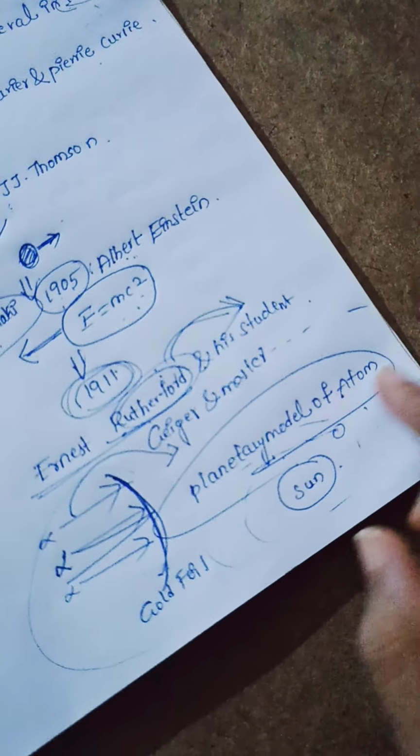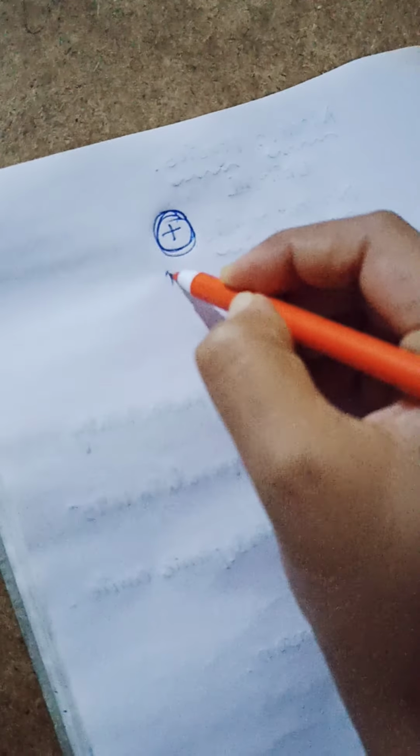This is the planetary model of the atom given by Rutherford. So in this experiment, for the first time, the atom was compared to the planetary model of the solar system. In the solar system, the sun is at the center and all the planets are revolving around the sun. In the same way, Rutherford said the atom has electrons which revolve around the nucleus, a tiny, very dense, positively charged nucleus.